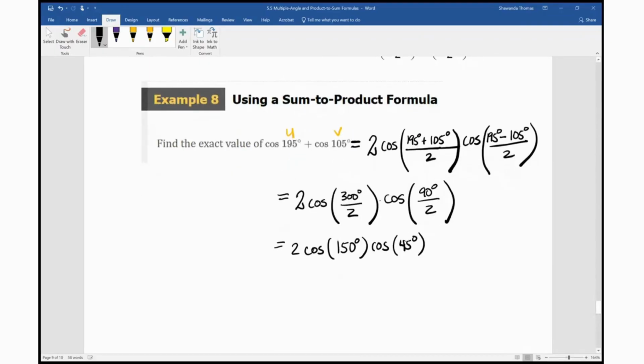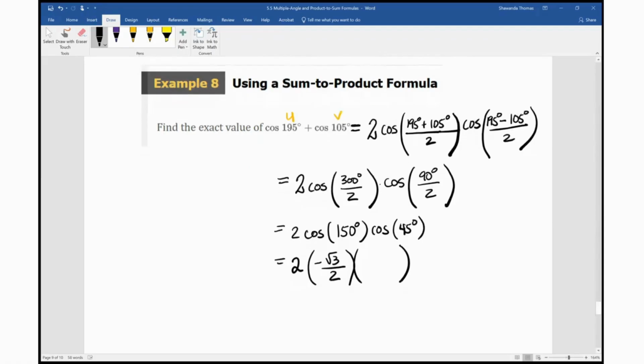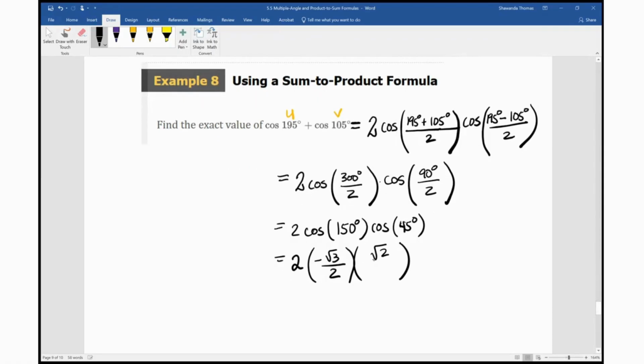On our handy dandy unit circle, what is cosine of 150 degrees? Negative square root of 3 over 2. All right. And cosine of 45 degrees? Square root of 2 over 2. Great.